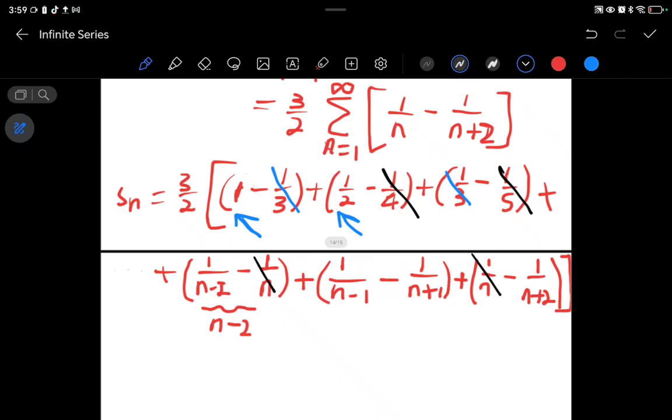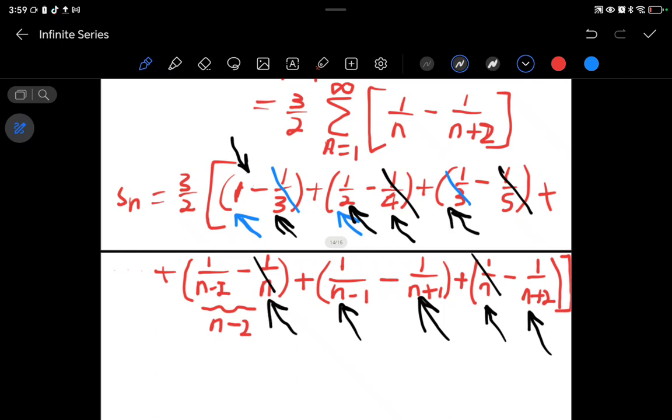Now I'm going to try to check the sequence, right? So check this. I'm going to check like this. So this, I'll match it with the last one. Then this, I'll match it with this. This 1/2, I'll match it with this. This 1/4, I'll match it with this. This 1/3, I'll match it with this. This 1/5, I'll match it with this. So let's check this.